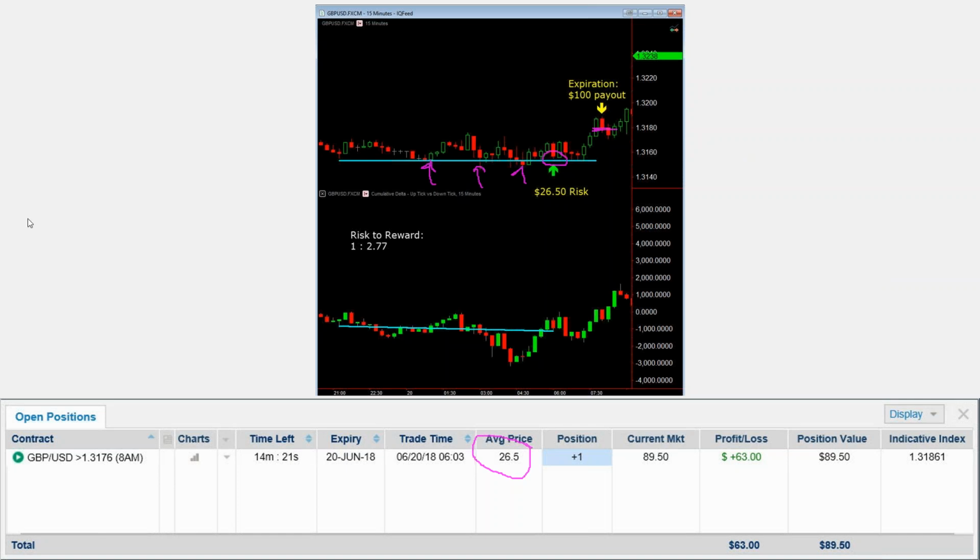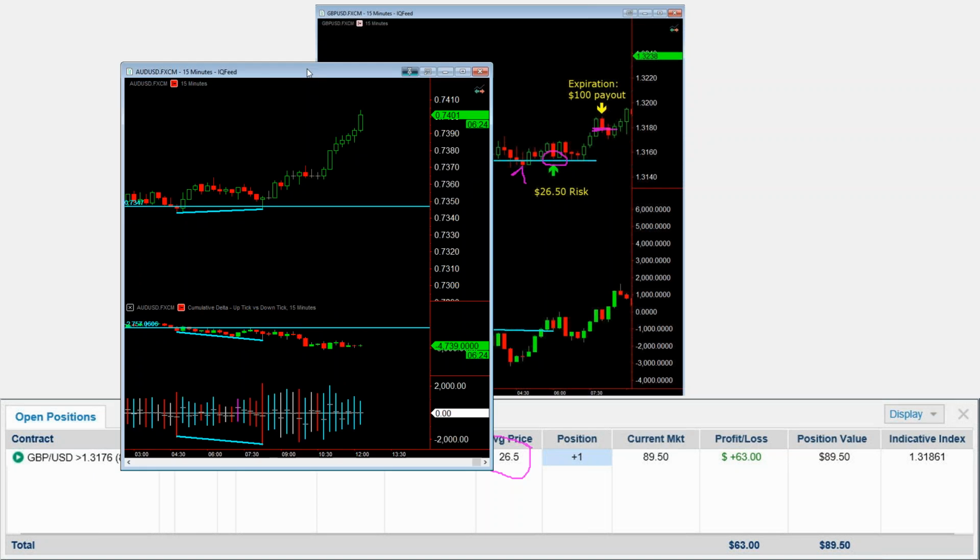Now, we did have one this morning also. This was on the Aussie dollar, okay? And again, the criteria was pretty easy. We had a low here, okay? It came back and it tested it right here, okay? And do you see how it formed this bullish bar?